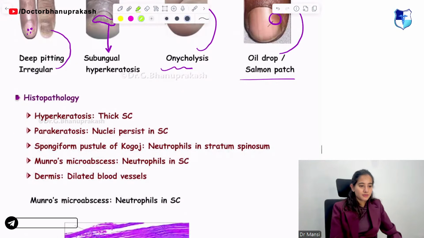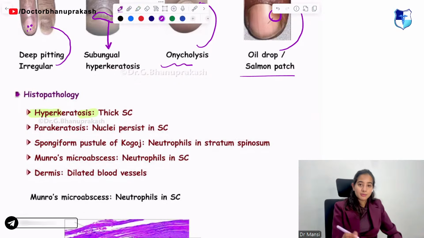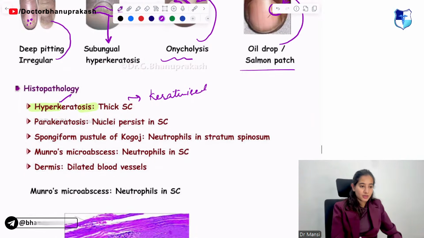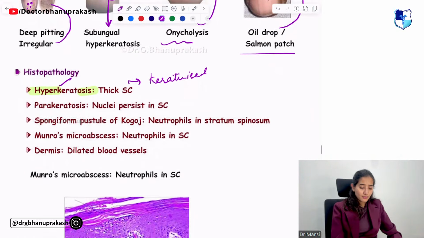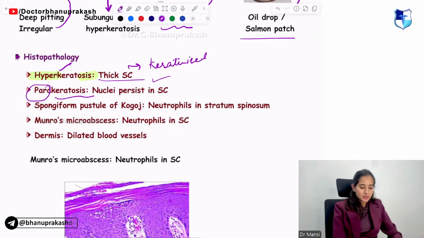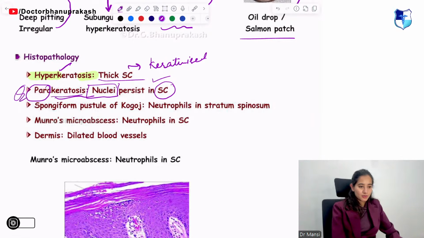Then in histopathology, you see hyperkeratosis, okay, thickening of stratum corneum. You remember I told you in the beginning that stratum corneum is the keratinized layer. So that can help you with hyperkeratosis. If there is a lot of keratinization, that is going to give you this thick stratum corneum. Then we have parakeratosis. The cells in the stratum corneum don't have a nucleus, right? Normally. But if the nuclei persist in the cells of the stratum corneum, then we call it parakeratosis.